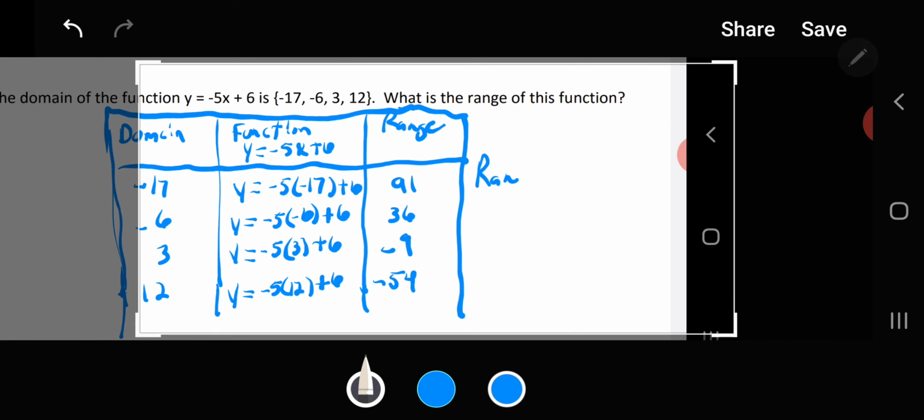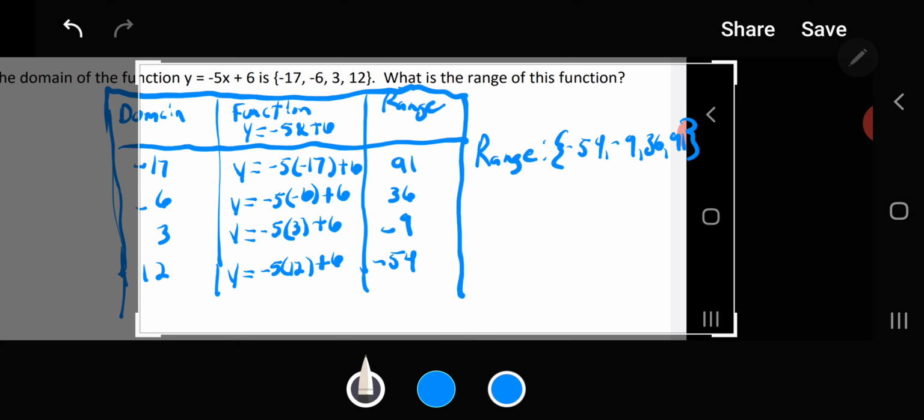Rewriting it, my range would be negative 54, negative 9, 36, and 91. There are other ways to solve. For example, if you have a graphing calculator, just remember negative 5x plus 6.